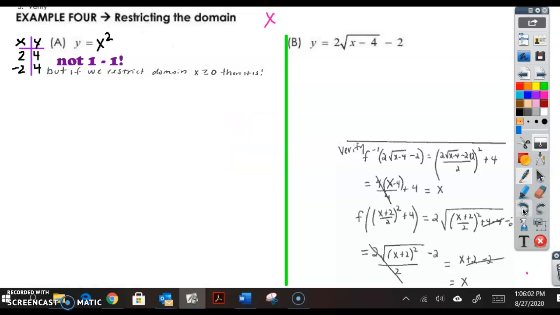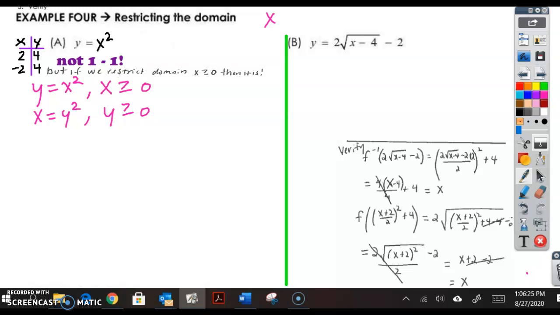Okay, so we're just going to go ahead and start. Let me write the equation. y = x squared, but I need this for x greater than or equal to 0. Now when I switch my x and my y, now y is greater than or equal to 0, because I just switched the x and the y.